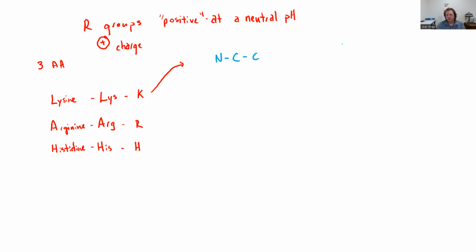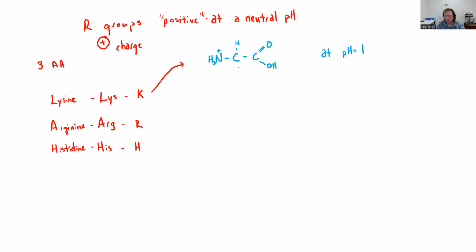My N terminus is going to be protonated. Now, I'm going to draw each one of these amino acids at a pH of 1, then I'm going to draw them at a pH of 7. But first, we're going to draw them at a pH of 1. So my N terminus is going to be NH3 plus. My alpha carbon, my middle carbon here, is going to have a hydrogen coming off of it. And then my C terminus is also going to be protonated, a carboxylic acid, COOH.